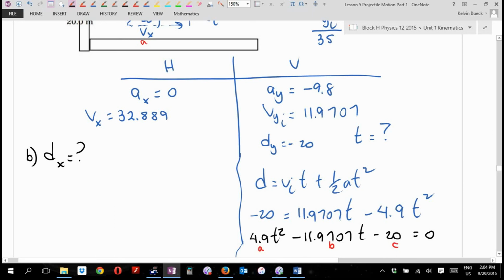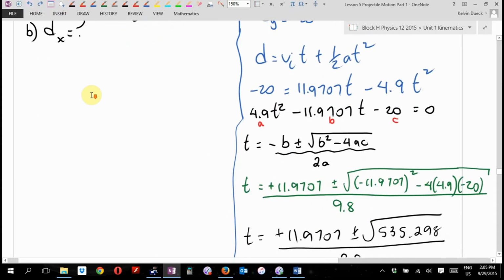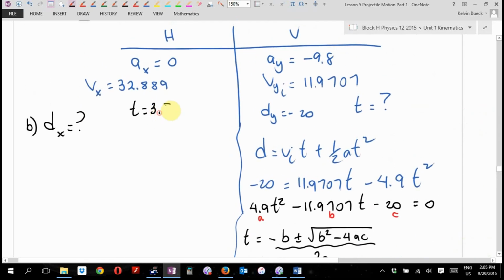What else can I now move to this column? What else do I now know horizontally? I heard someone say it. You're right. What was it? Time. T equals, if you want to draw an arrow pointing there like that, you can. I won't this time because I'm so far down. 3.58237.